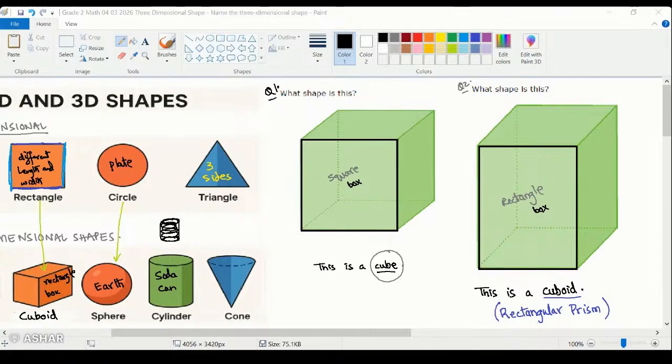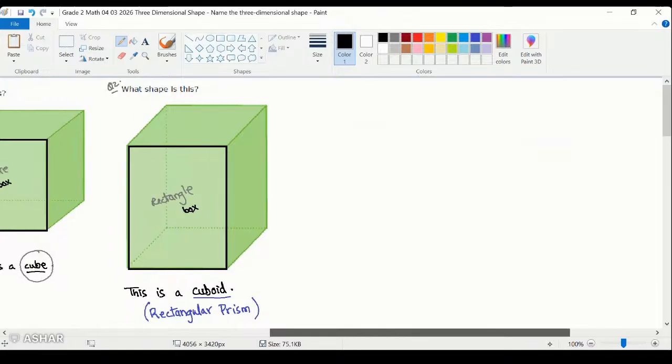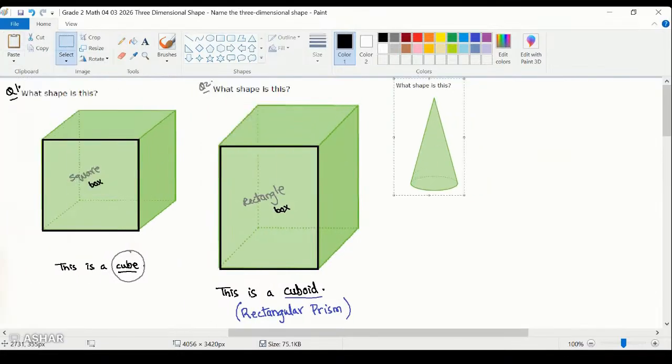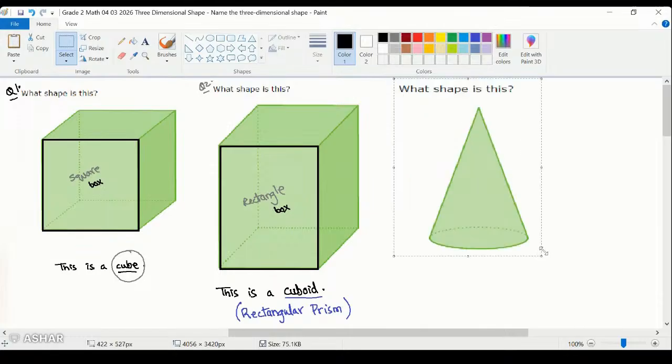For the next question, they're saying, just a moment, let me copy this. Question number 3. Okay, let's say this is question number 3. What is the shape in question number 3? If I would invert this shape, it would be very easy for us to remember.